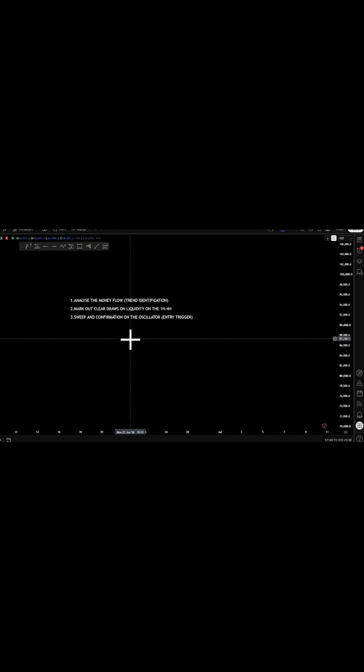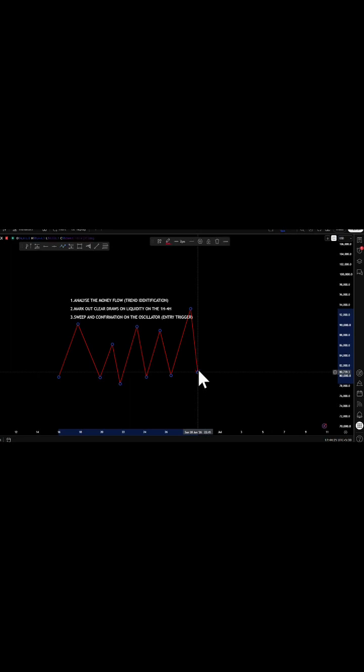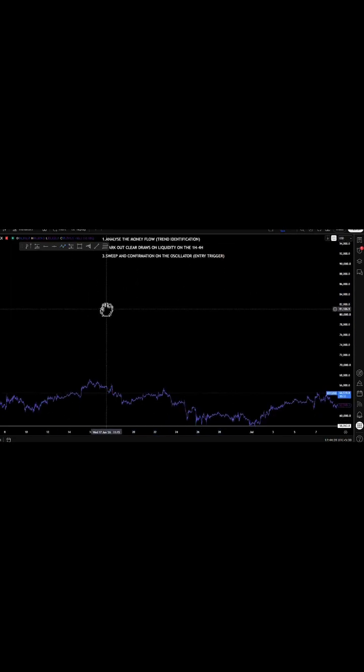The first step is you need to understand the money flow, the trend of the market, whether the market is in an uptrend, all right, or the market is in a downtrend, or the market is in a sideways range. And now, why do you need to understand it? So that you understand whether you're interested in longs or shorts, all right?